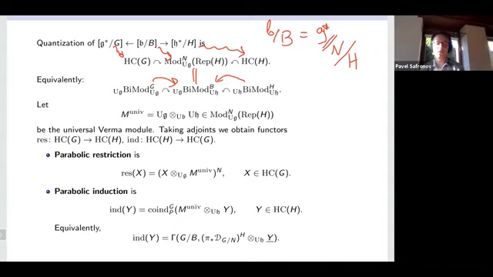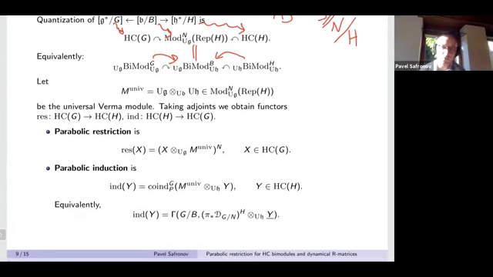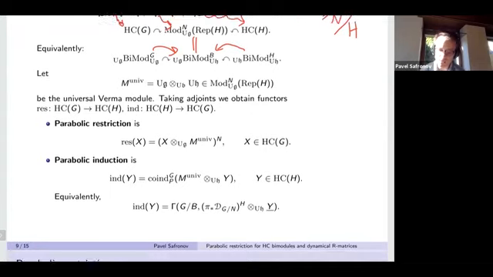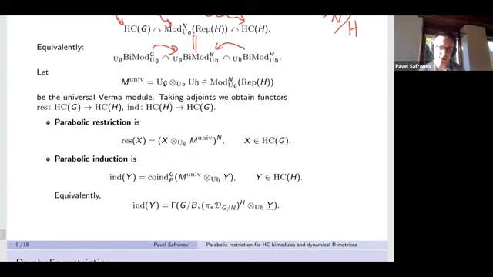Okay, so more explicitly, if you start with a Harish-Chandra bimodule for G, so it's some UG bimodule, you tensor it with the universal Verma module and look at the highest weight vectors. So this is parabolic restriction, and parabolic induction is doing the opposite. You start with a UH bimodule, tensor this with the universal Verma module. This will have an action of, so I wrote P, here I meant B. So you have an integrable action of B, and then you can look at the co-induction from B to G.